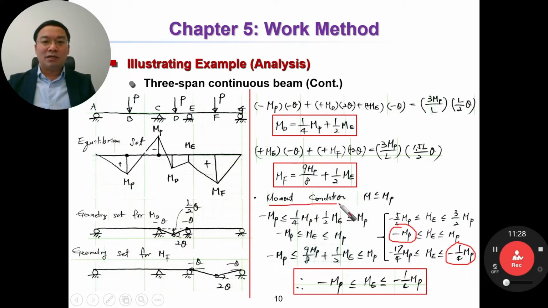Moment condition is satisfied. If ME is out of this range, then our condition is not satisfied. Moment condition is not satisfied. So it is the range of ME.